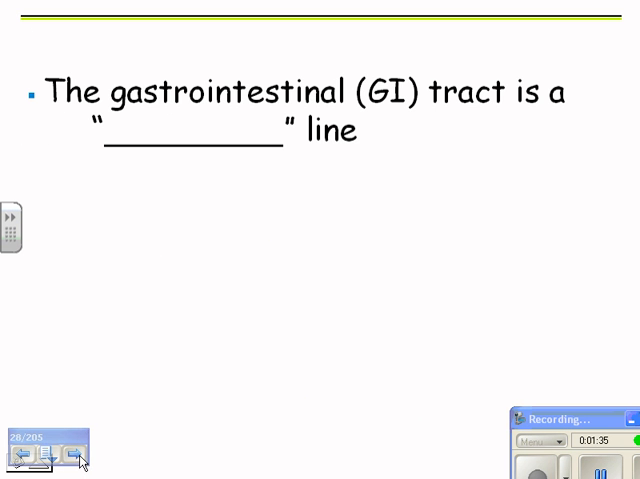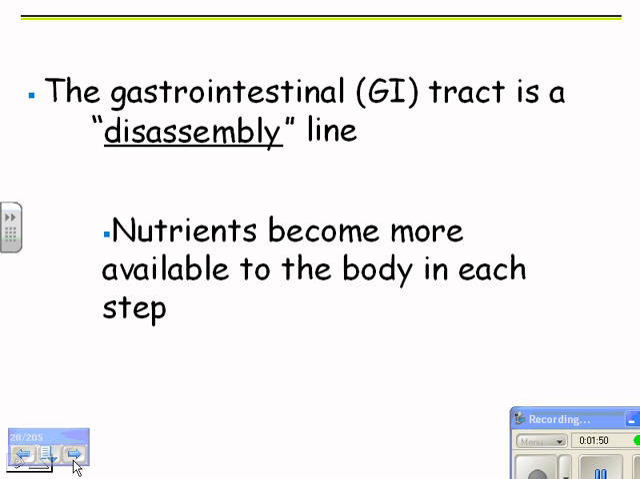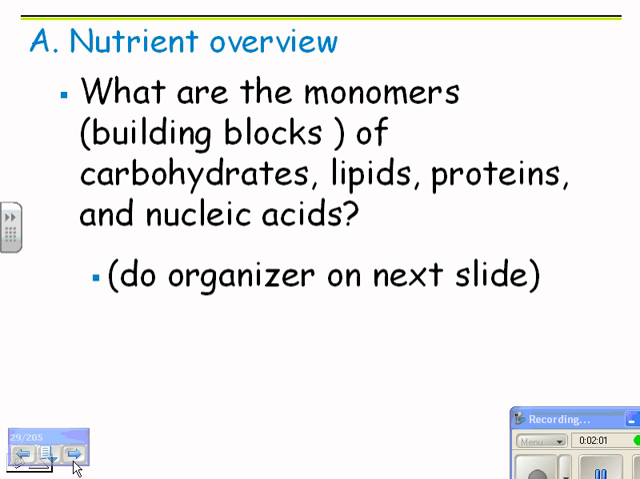The GI tract, your stomach, intestines, the whole tract from your mouth all the way out, we can call this a disassembly line because you're taking in big molecules and breaking them into little monomers, little molecules. Nutrients become more available to the body in each step. So when you get down to the smallest one, it can be absorbed right into the blood and taken right to your cells and used for fuel or used to build something.